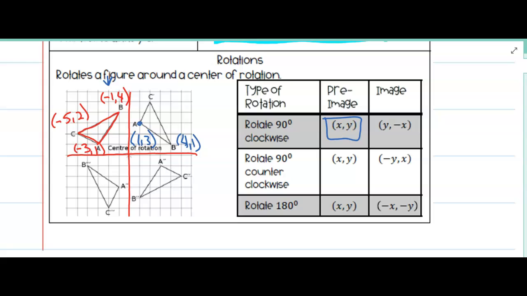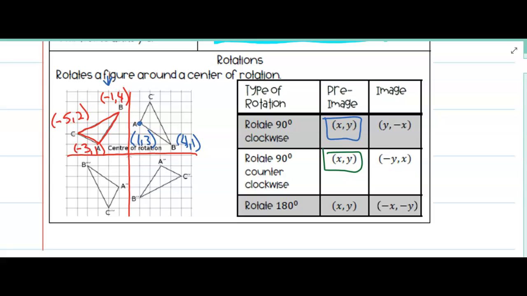Now a similar thing is going to happen if you rotate 90 degrees counterclockwise. So this is the same idea, right? A to A prime, that's a 90-degree angle. We're going in the counterclockwise direction this time. So if you start with the point x comma y, this time you're going to flip the sign of the y coordinate, and then you're still going to flip the x and the y's position.